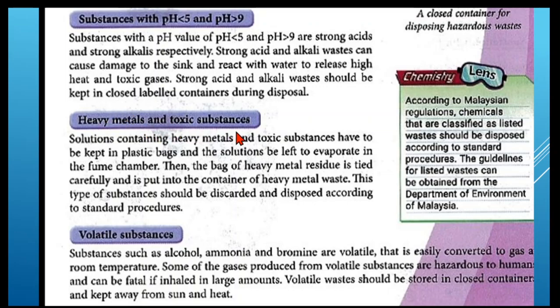Heavy metals and toxic substances. Solutions containing heavy metals and toxic substances have to be kept in a plastic bag and the solutions left to evaporate in the fume chamber. Evaporate first in the equipment we mentioned earlier, the fume chamber. Then the residue is tied up and put into a special container for heavy metal waste, and disposed of according to the SOP.